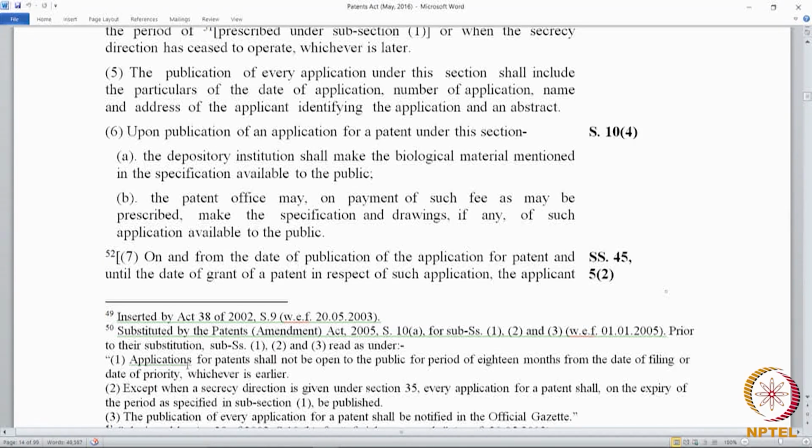B, the patent office may, on payment of such fee as may be prescribed, make the specification and drawings, if any, of such application available to the public. Now, the corresponding provision you saw in section 43(2), where the application, specification and other documents related thereto shall be open for public inspection. So, you understand that under the Patents Act, when a thing gets published, it becomes available to the public. This is an important concept even when we understand prior publication for determining novelty. When is something made available to the public?